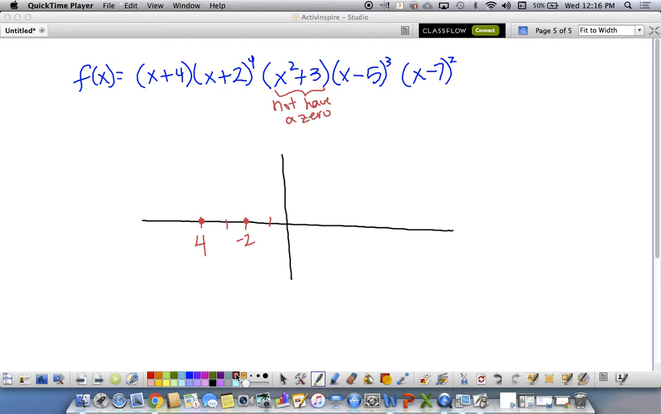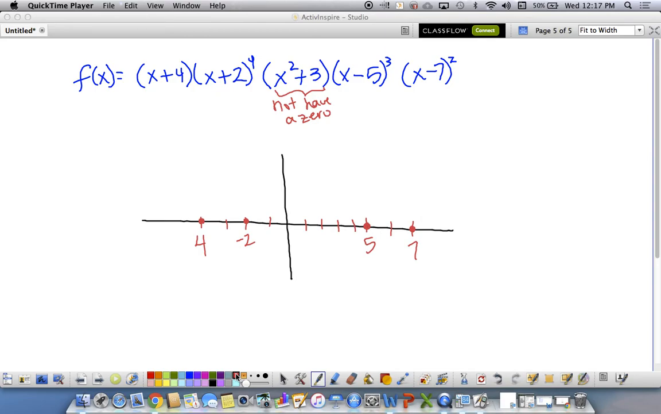Because x squared plus 3 can never, ever be 0. Just not possible. The next piece, x minus 5, we can go 1, 2, 3, 4, 5. We'll have a 0, and 7 will have a 0. I think they just simply ask for what are the zeros. 4, negative 2, 5, and 7 are your zeros. You have to know that this one will not have a 0.